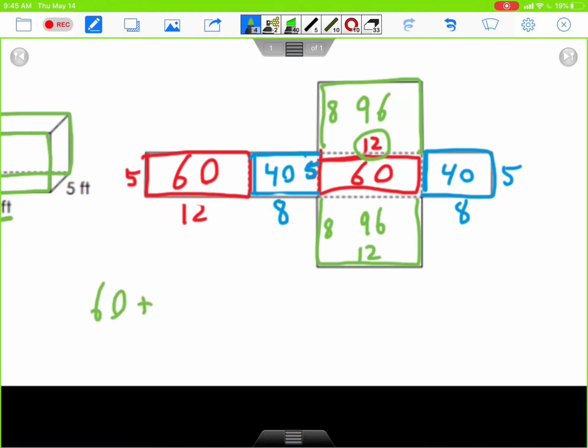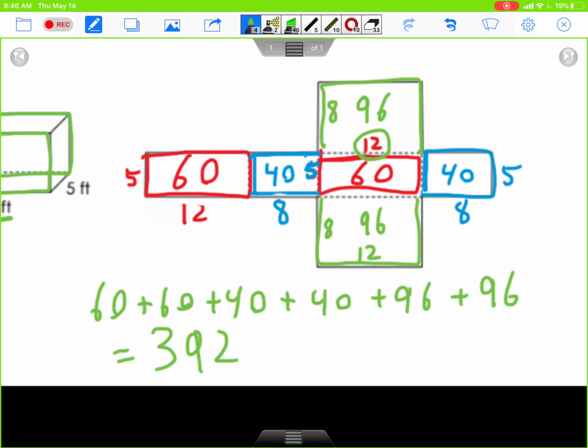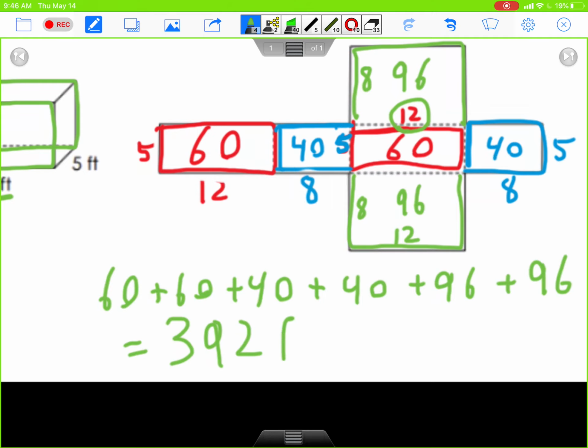Once you have all of those areas, you add them all together. So we have 60 plus 60 plus 40 plus 40 plus 96 plus 96. You get 392. Once again, don't forget your units. Like I told you, we're going to be using units pretty much till the rest of the year. So don't forget your units. In this case, it's feet, and we're talking about area here, so you still need the feet squared.